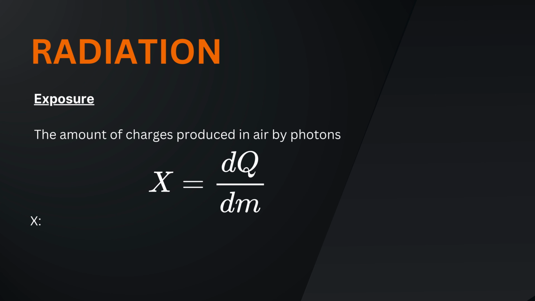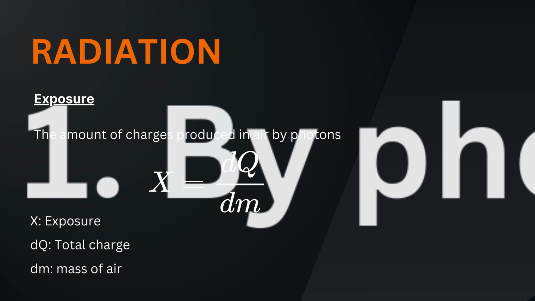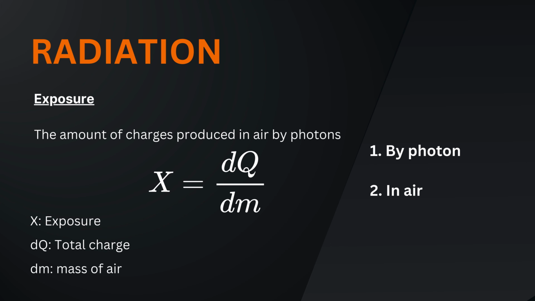With the increasing use of radiation, there was a higher demand for more reliable units for radiation measurements. One of the first units for radiation measurements is the Roentgen. Roentgen is the unit for radiation exposure. Exposure is the amount of charges produced in air by photons. X is the exposure, dq is the total charge of the ions of one sign produced in air when all the produced electrons liberated by the incident photons in air of mass dm are completely stopped in air. So, for exposure, the conditions are, produced by photon in air and the produced electrons are fully stopped in air.